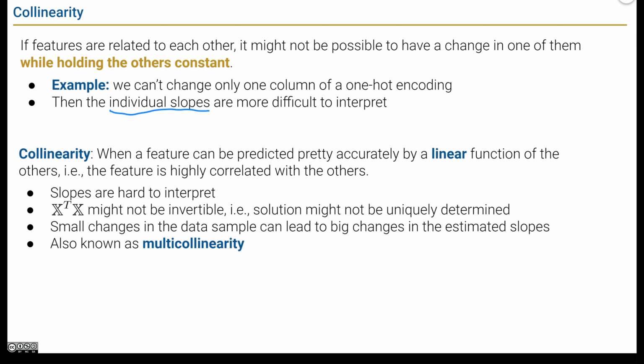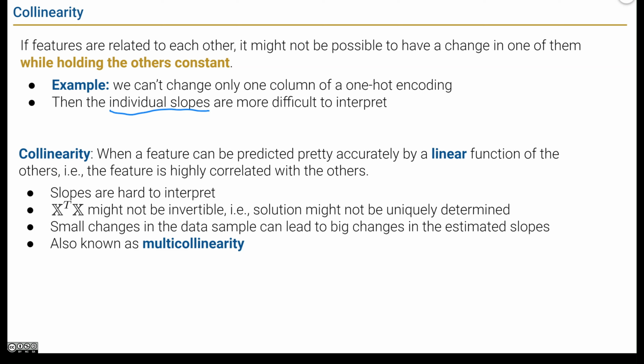If you have a feature that can be predicted pretty accurately by a linear function of the others, for example, if it's highly correlated with the others, then your slope values are going to be hard to interpret. It also means you are not going to have a unique solution for your parameters.